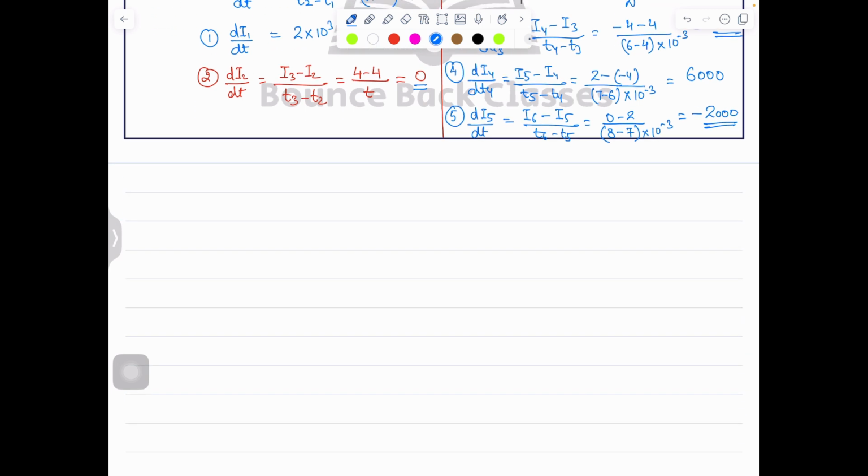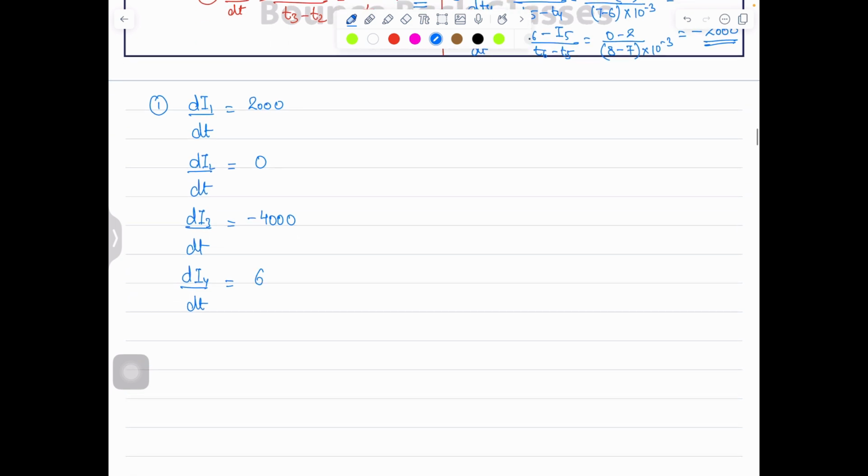So what are the answers? Just write them down. First, di1 over dt equals, what is the answer? 2000. Then di2 over dt, then we have value 0. Third is di3 over dt, that is your negative 4000. di4 over dt, which is equal to your 6000, and di5 over dt, which is your negative 2000. Till here clear, guys? Okay, 3, 4, 5.